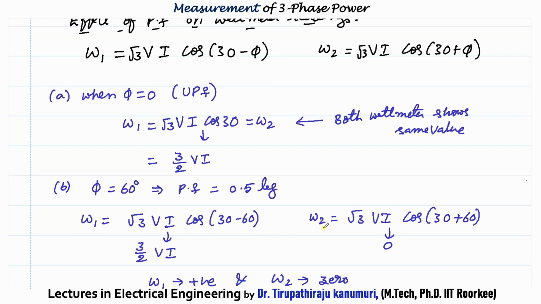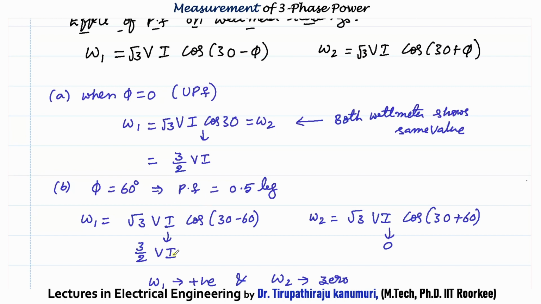And going to the wattmeter 2 reading, this will be root 3 times of VI into cos of 30 plus 60. Cos 90 will be equal to 0. That means second wattmeter reading will become 0. First wattmeter reading will be indicating the total value. Whatever the value of power consumed at 60 degrees, that will be indicated by this one. Okay. So I hope this is clear. So let us proceed further.